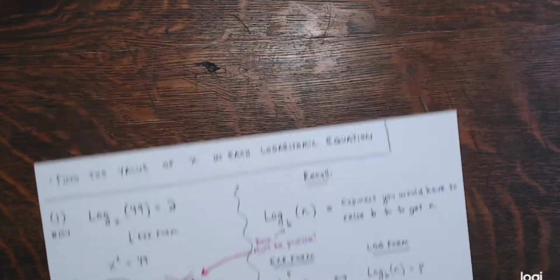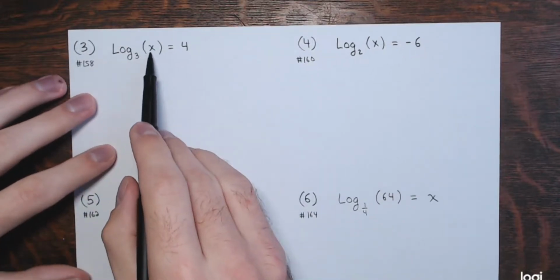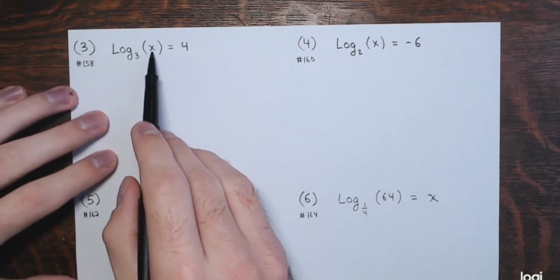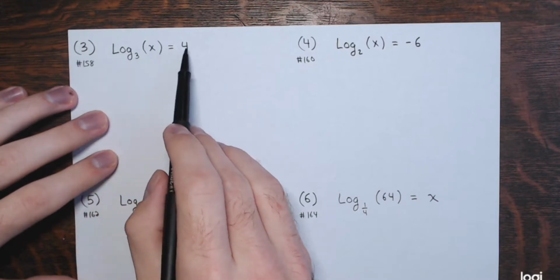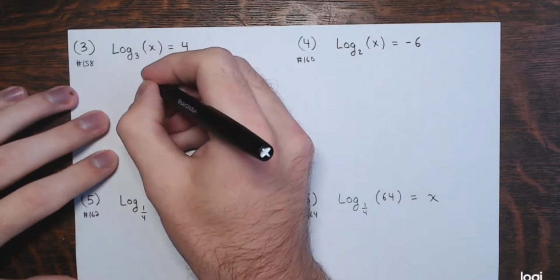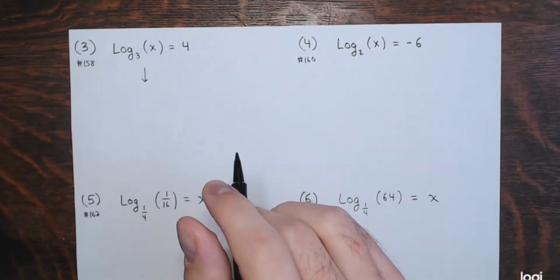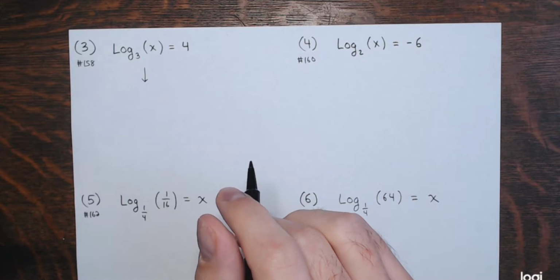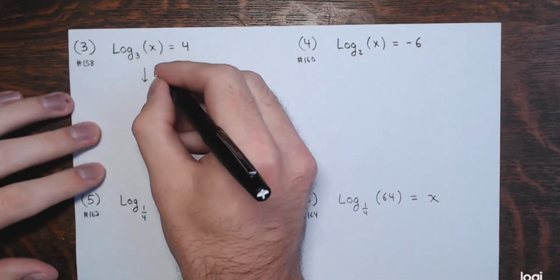Alright, next question. The variable is not in the base of the logarithm, but it's in the input of the logarithm, or what's called the argument of the logarithm, right? It's inside the log. So we have log base 3 of x equals 4. It's very simple. Basically, I'm doing the same thing every time. I'm taking these and changing to exponential form to get at that variable.